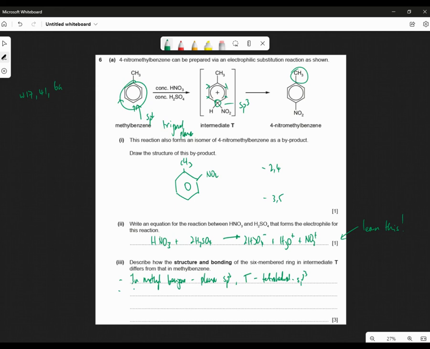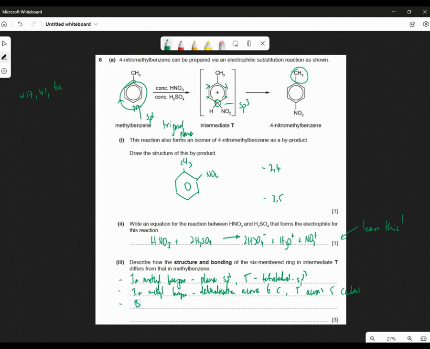In methyl benzene, even though this is obvious, the delocalization is across 6 carbons, but in T, it's only across 5 carbons. Okay, that's one thing we can say. Now, this is a cheap one, but I'm digging things out here. I don't know what else to say.